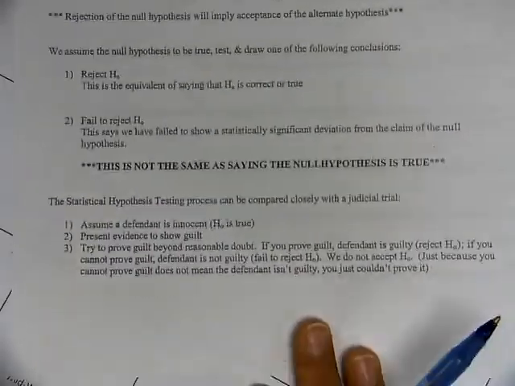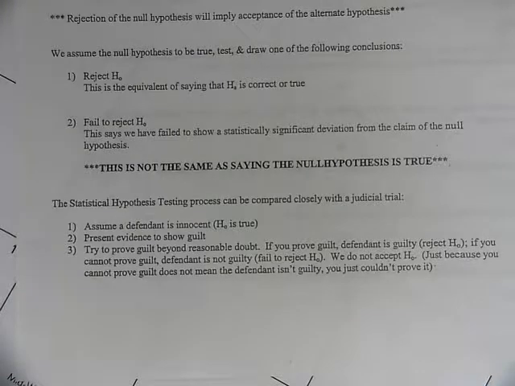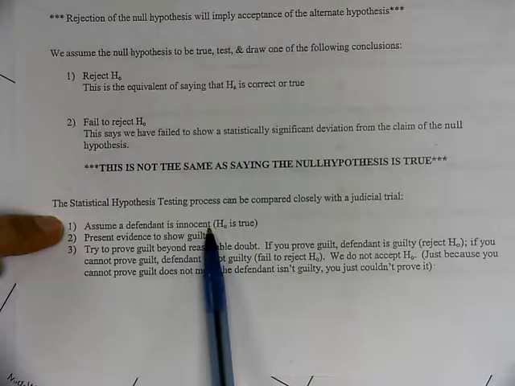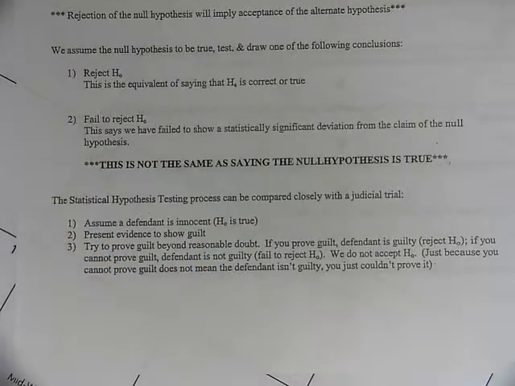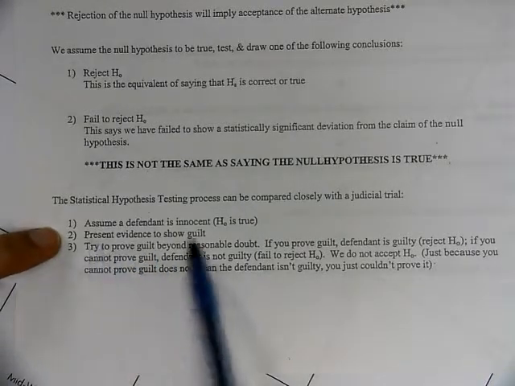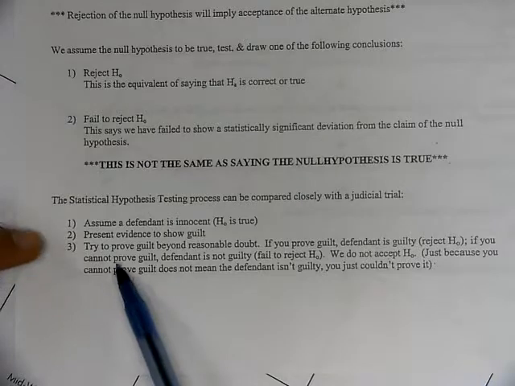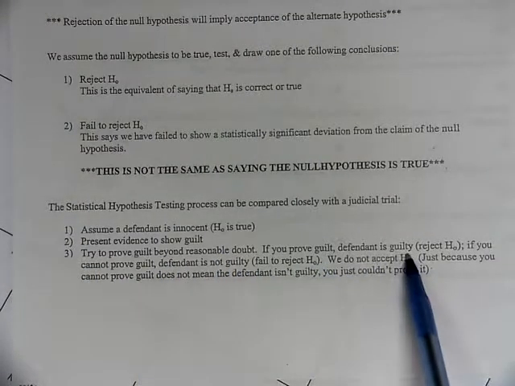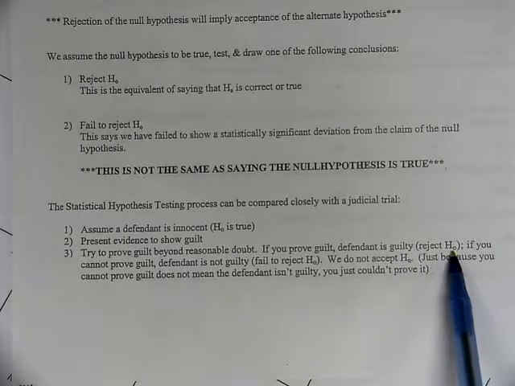Think about a trial. This is kind of like the one I always revert back to. If you think about a judicial trial, your null hypothesis is that the defendant is innocent. Okay, that's what you're assuming is true, right? They always say innocent until proven guilty. So your null hypothesis is that the defendant is innocent. Then people present evidence. In our class, it's like data. We do some math, that kind of stuff. In a trial, people go up, they present evidence. You're trying to prove guilt beyond a reasonable doubt. If you prove guilt, the defendant is guilty. That will be rejecting the null hypothesis.